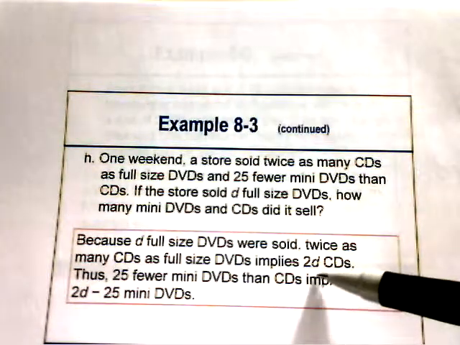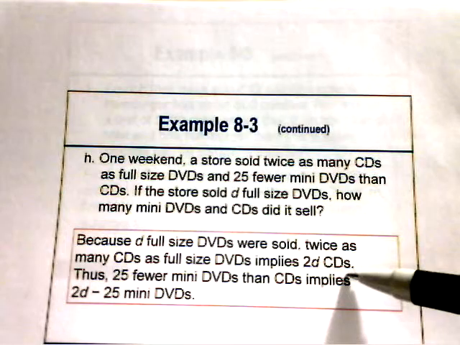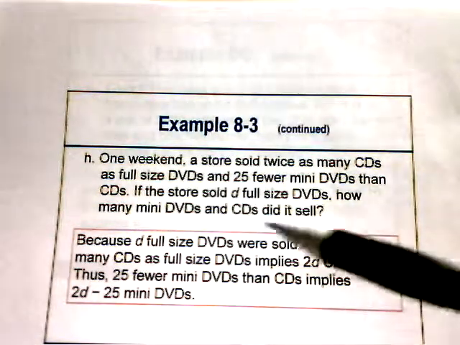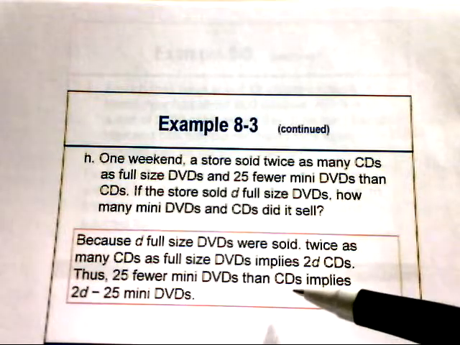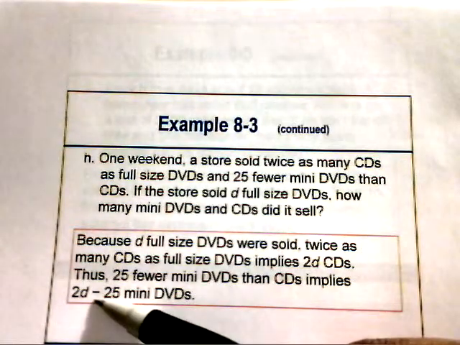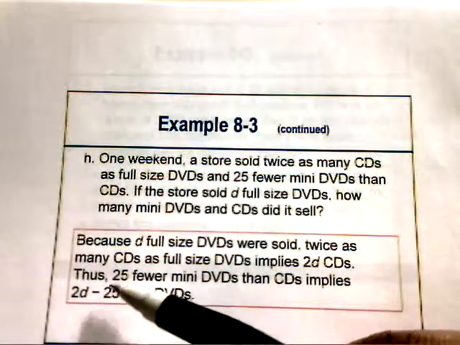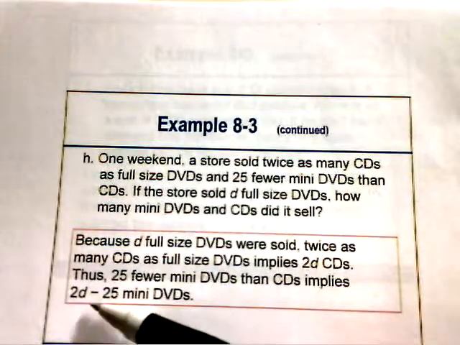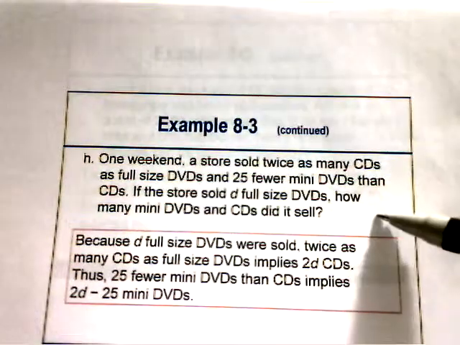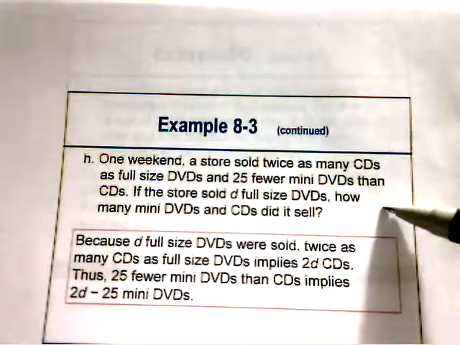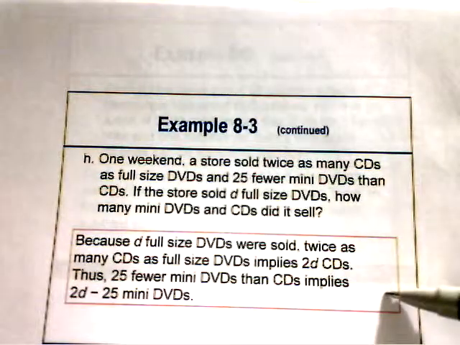So it'll be 2 times D CDs. Now, there were 25 fewer mini DVDs than CDs. That would mean 2D, which is the number of CDs, minus 25. That represents the number of mini DVDs. Okay, so here we can take this statement and try to translate this into an algebraic expression.